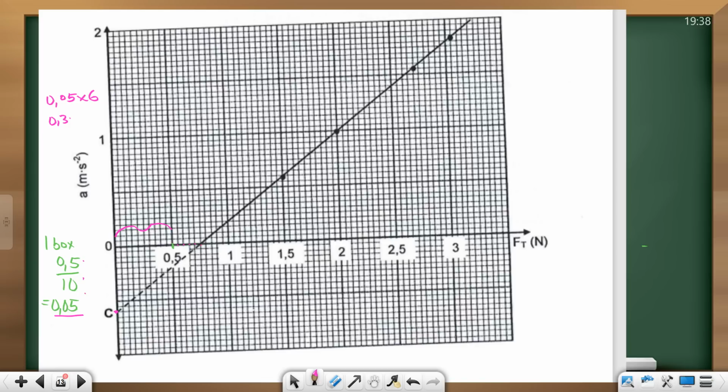Check very well. Between two black lines, there are 10 boxes there, for most of these graphs. So read the black line very well, on the horizontal and on the vertical. Quickly, let's check.